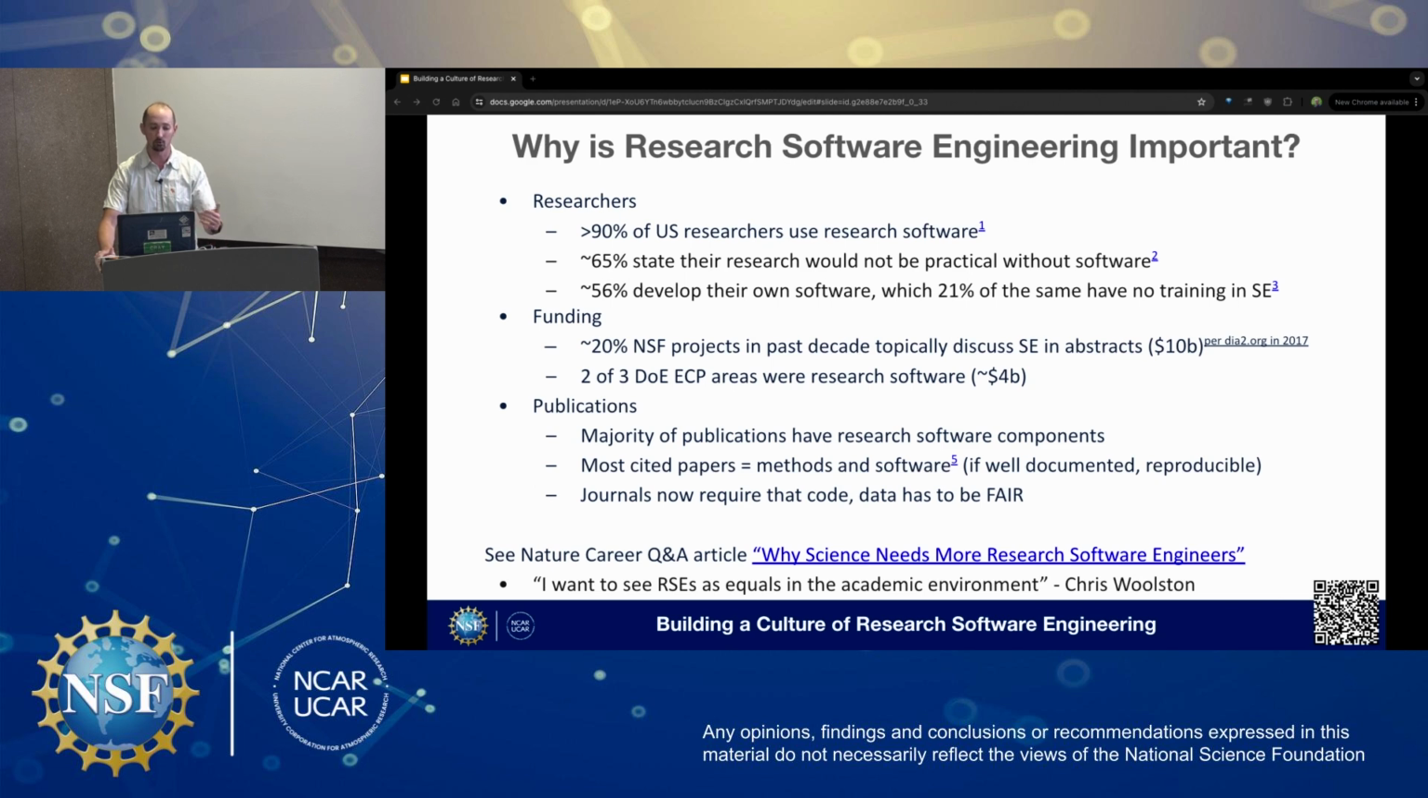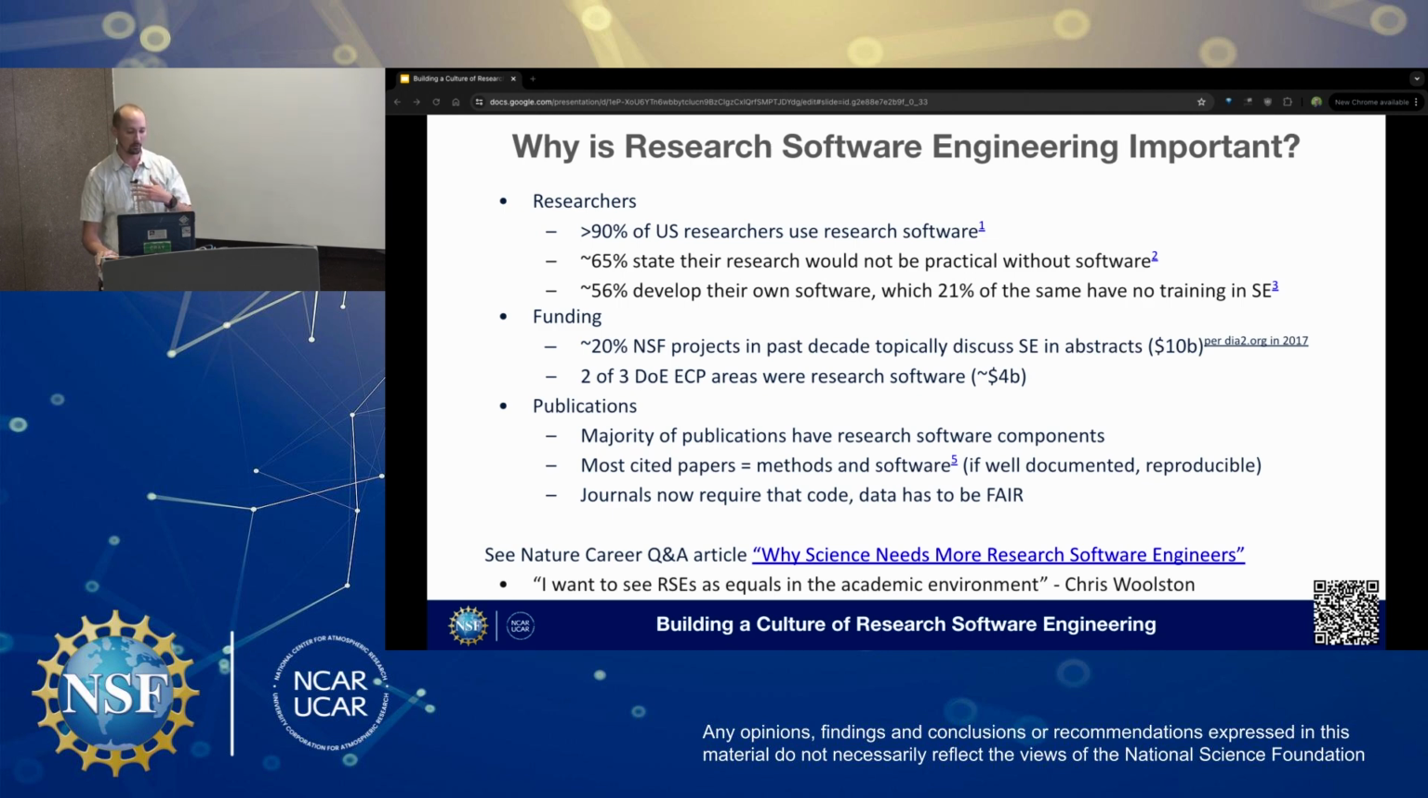Researchers today use research software in some form, according to various studies. About 65% state that their research would not be practical without said software. In saying that, many scientists will then develop their own software, but 21% of those don't even have any training in software engineering.